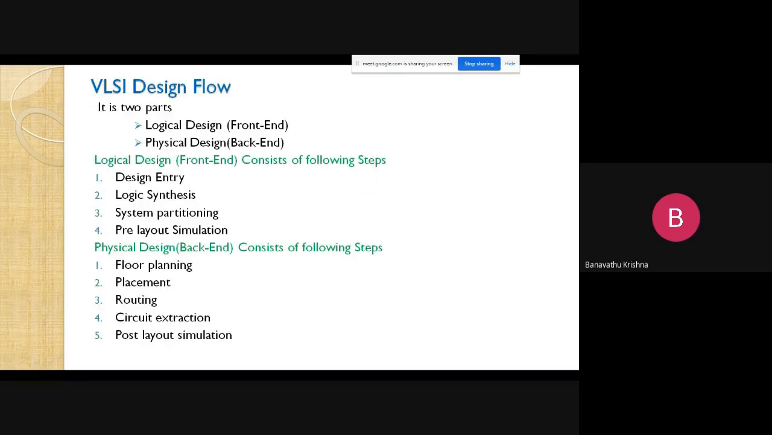This is the VLSI design flow. It has two parts: one is logical design, which we call front end, and the second one is physical design, which is called back end. The front end design consists of the following steps: design entry, then logic synthesis and system partitioning, and then pre-layout simulation.